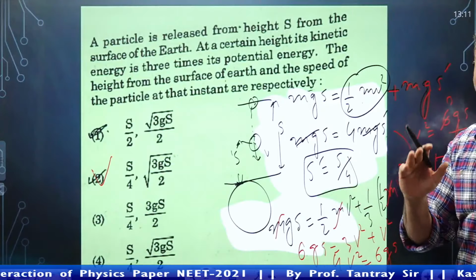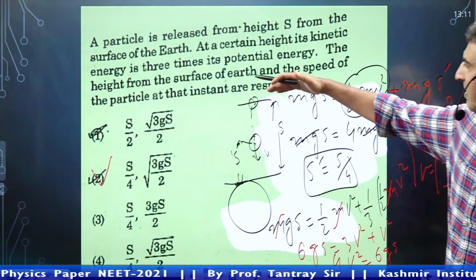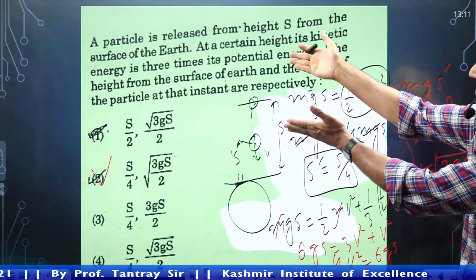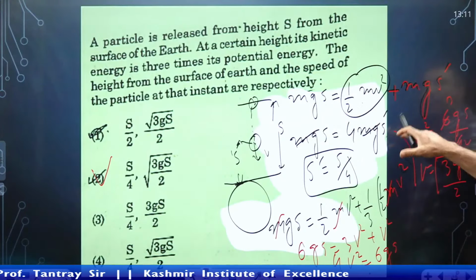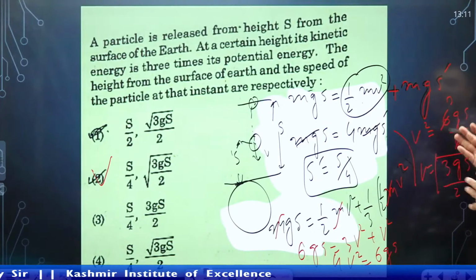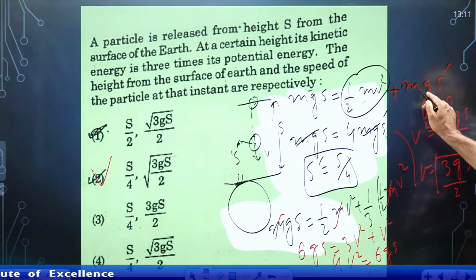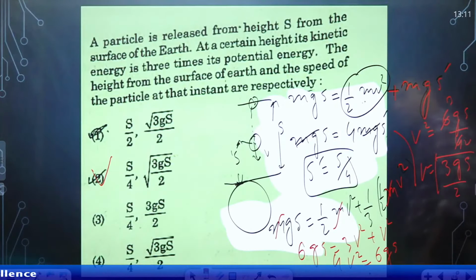So the concept was very simple. What was the concept? You just release an object. Total energy here is equal to total energy here. Then you substitute what is given. The given was that the kinetic energy is 3 times the potential energy, so the total is 3 plus 1, that is 4 times. So that solves the question.